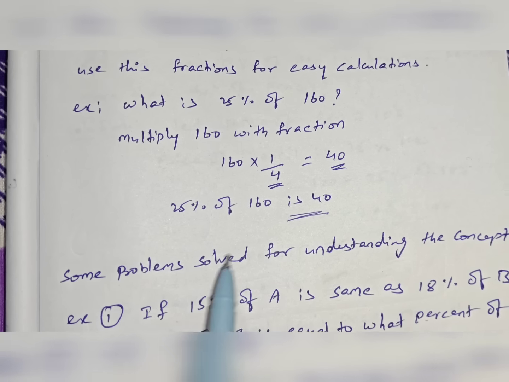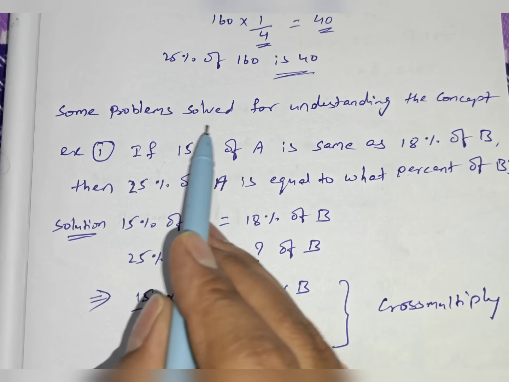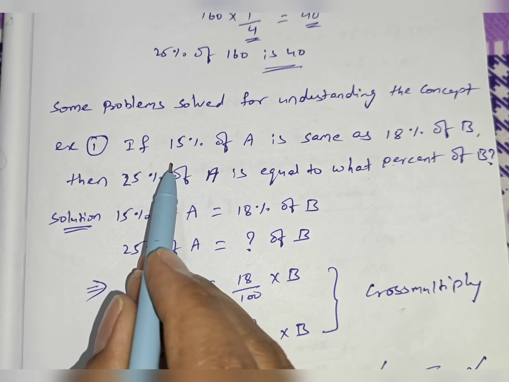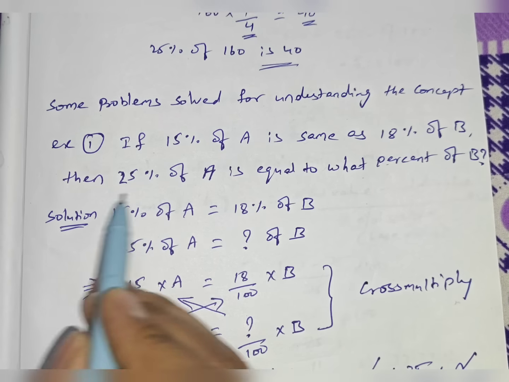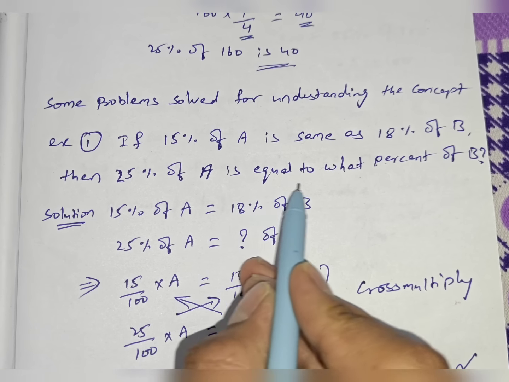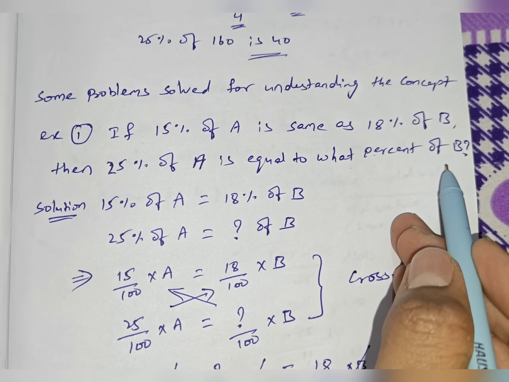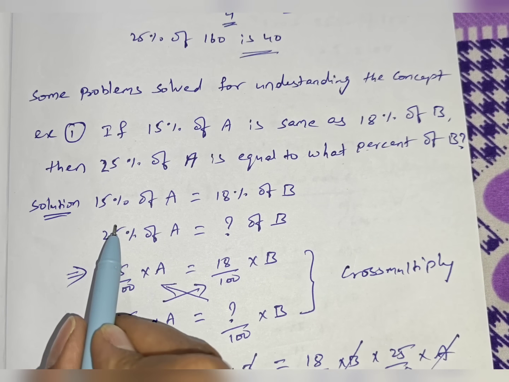So the value of 25 percentage of 160 is 40. Now let us understand the concept more deeply by calculating some examples. First example: if 15% of A is the same as 18 percentage of B, then 25% of A is equal to what percentage of B?